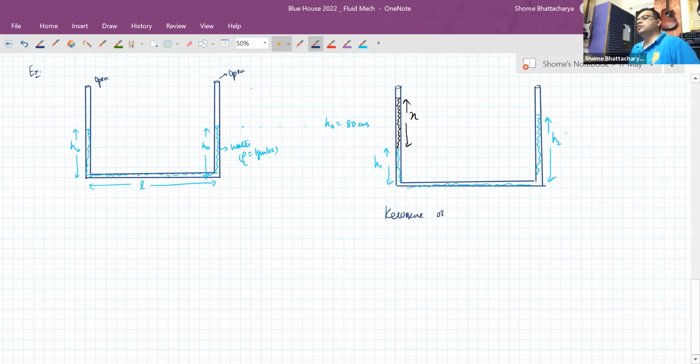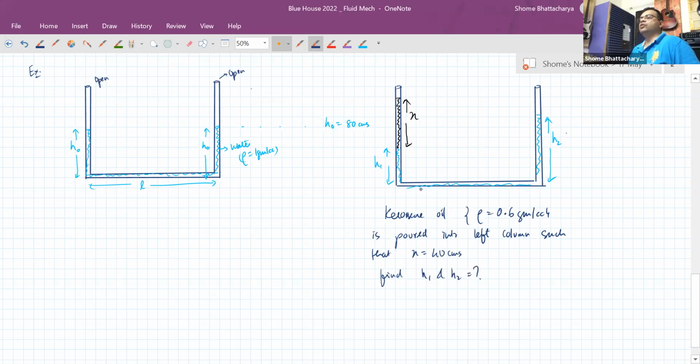Kerosene oil, which has a density of, let's say, 0.6 gram per cc, is poured into the left column, such that x is, let us say, 40 centimeters. So we want to find H1 and H2. The new level of water on either side, we want to find that. Okay.